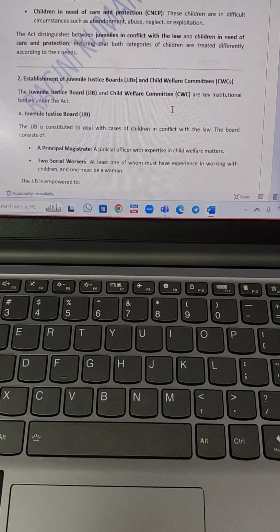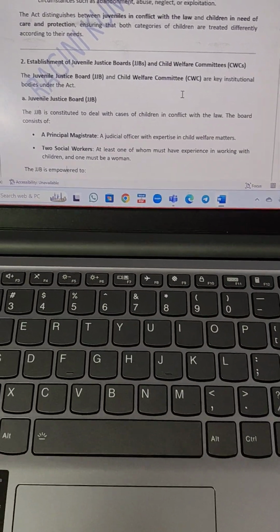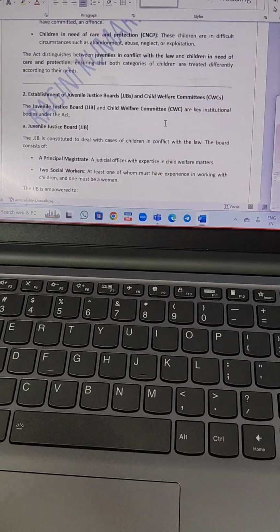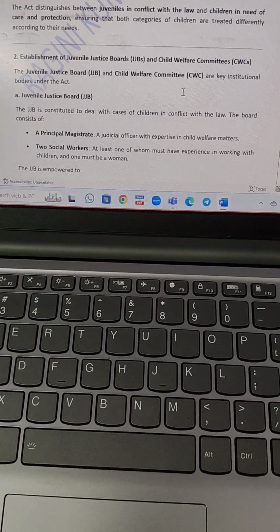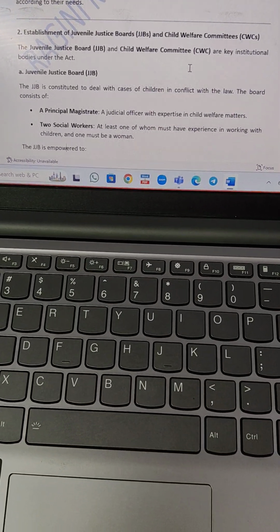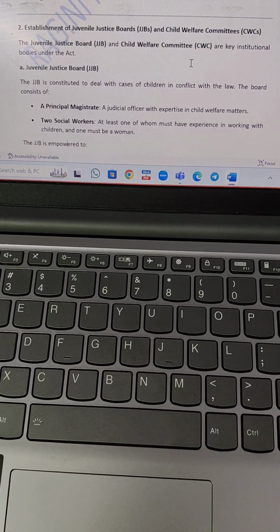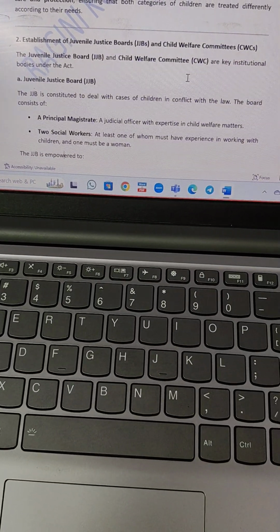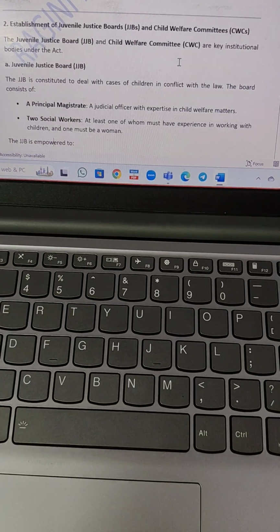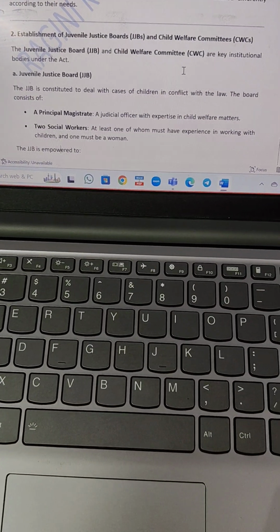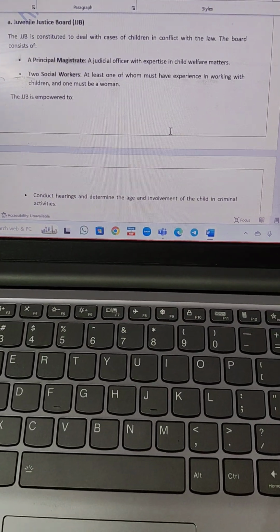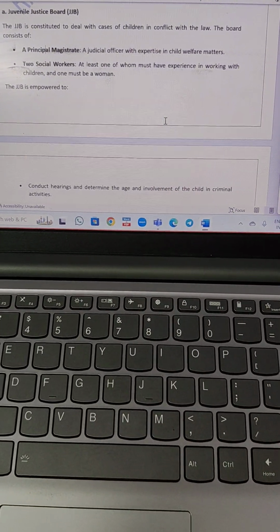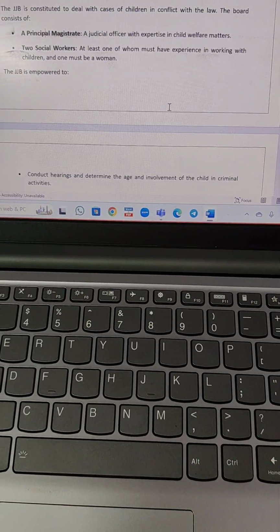Next is the establishment of Juvenile Justice Boards and Child Welfare Committees. Two things, please underline: Juvenile Justice Boards, Child Welfare Committees. So the Juvenile Justice Board and Child Welfare Committees are the key institutional bodies under the Act. When we talk about the Juvenile Justice Board, the JJ Board is constituted to deal with the cases of children in conflict with law. Please underline: children in conflict with law. The board consists of a principal magistrate, a judicial magistrate with experience in child welfare matters, and two social workers, at least one of whom has experience in working with children, and one must be a woman.